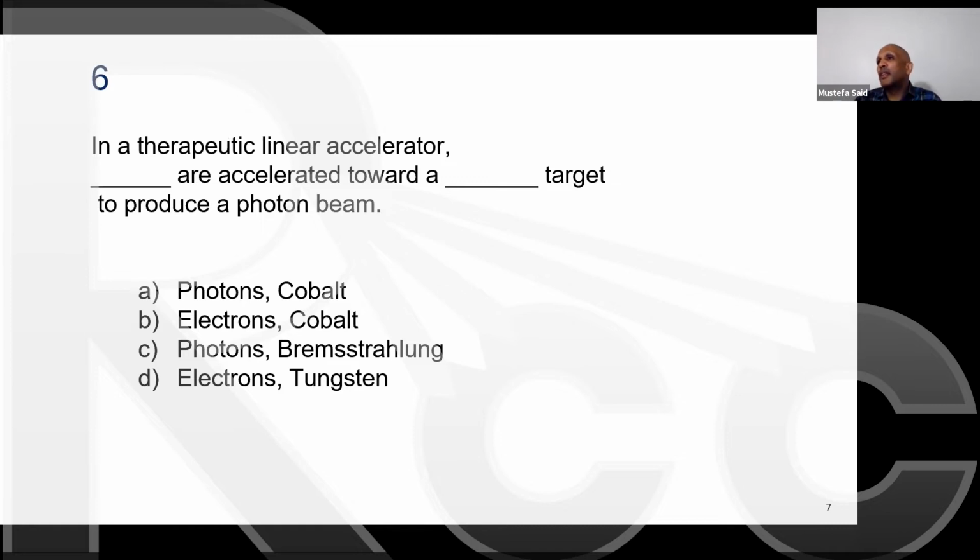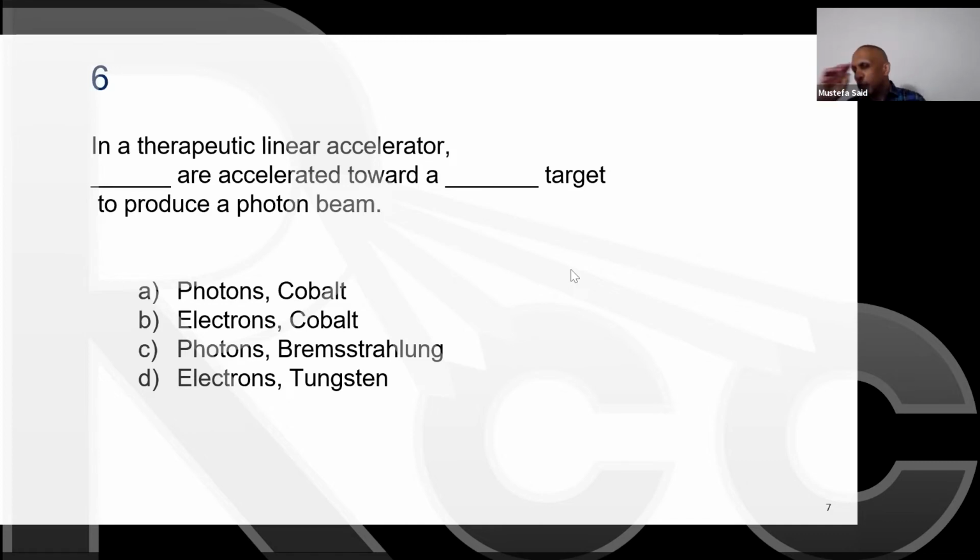All right, in a LINAC, blank are attracted toward a blank to produce a photon beam. Intraocular, linear accelerator. That's great. Yeah, electron, tungsten. The answer is right. So I see about 10%.